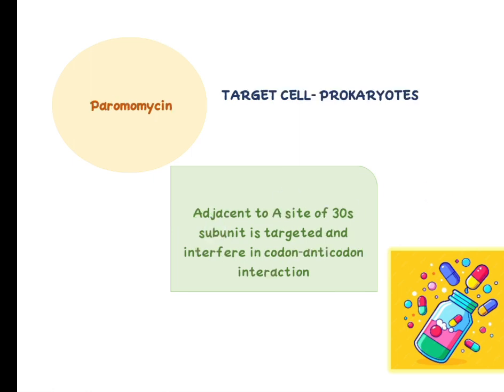Next is paromomycin. The target cell is prokaryotes, and it binds near the A site of the 30S ribosome, and it interferes with codon and anticodon interaction. If the codon and anticodon cannot interact properly, then many errors can happen during translation, and by decreasing the selectivity of codon anticodon pairing, it causes the inhibition of protein translation.